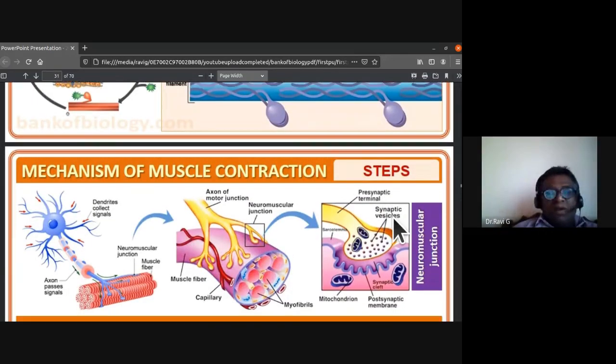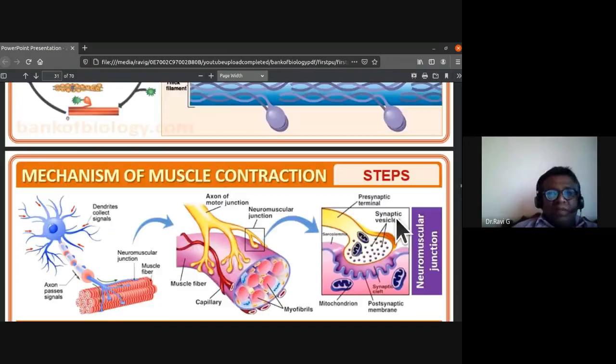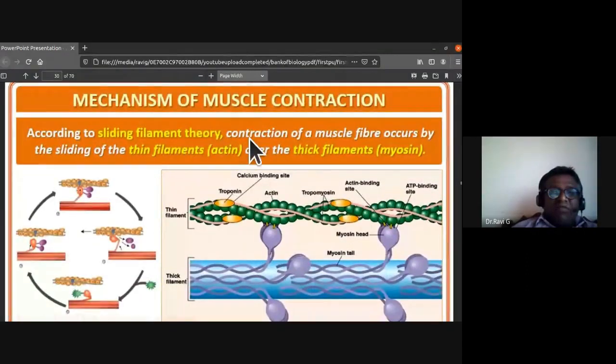The mechanism of muscle contraction is explained by the sliding filament theory. Contraction of muscle fibers occurs by the sliding of thin filaments, actin, over the thick filaments, myosin. So that sliding filament theory is what explains the mechanism of muscle contraction. Okay.